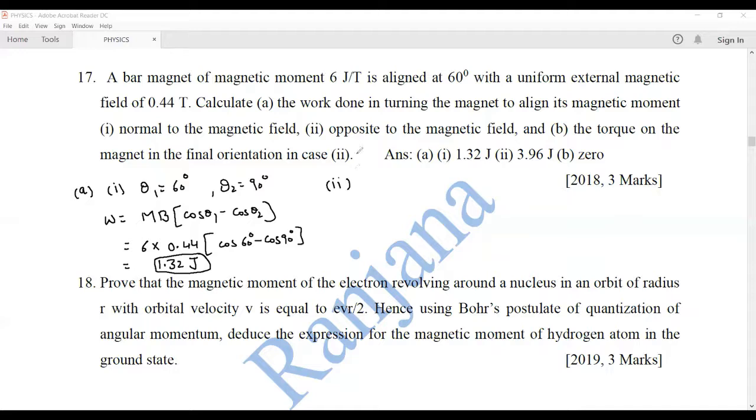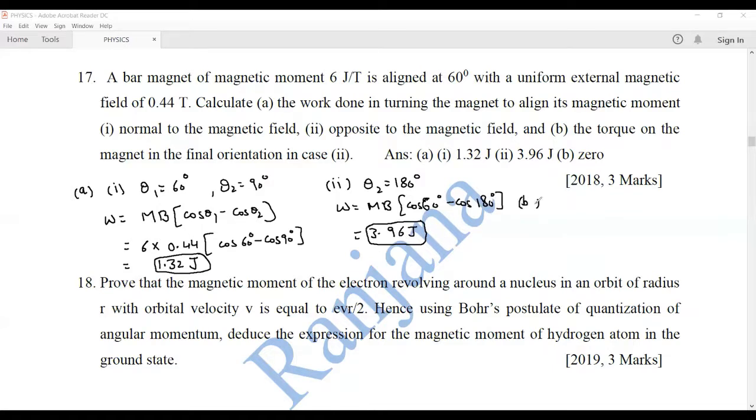Whereas in the second part, it has to be rotated from 60 degree to 180 degree. Opposite to the magnetic field means theta 2 here is 180 degree. Using the same expression for the work done, mb into cos theta 1 minus cos theta 2, here theta 1 is equal to 60 degree and theta 2 here is equal to 180 degree. Substituting the values and simplifying, we get the answer to be 3.96 joules.